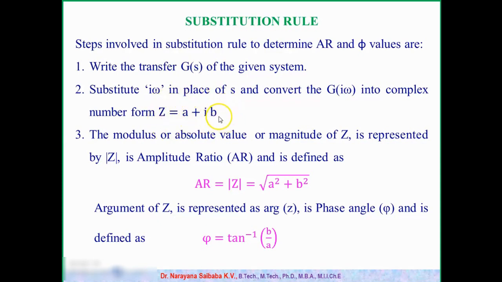Once we get the complex number form, the amplitude ratio is simply the square root of A square plus B square, and the phase lag phi equals tan inverse of B by A. By using these two formulas, we can calculate the AR and phi for any unknown system.